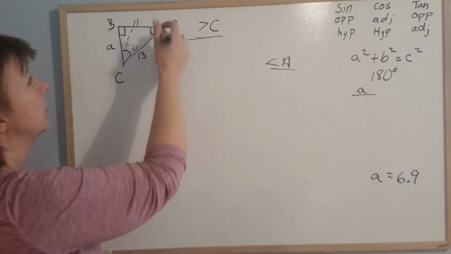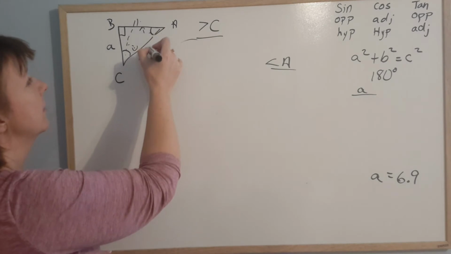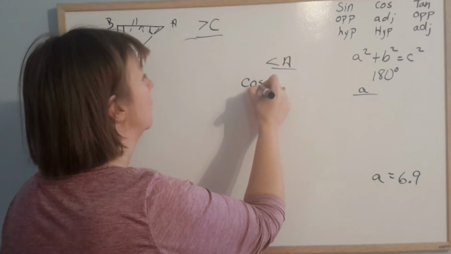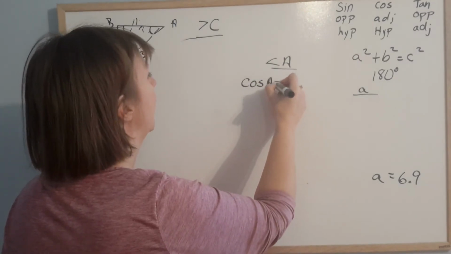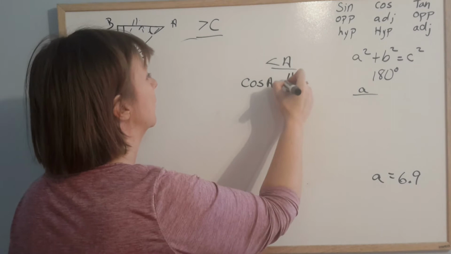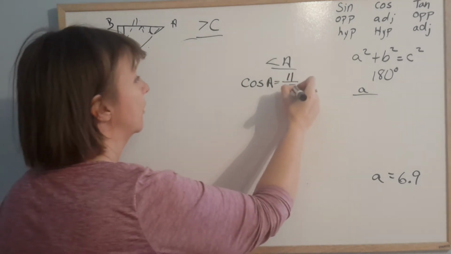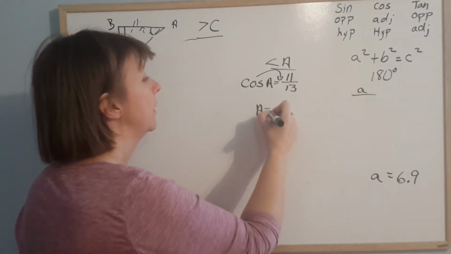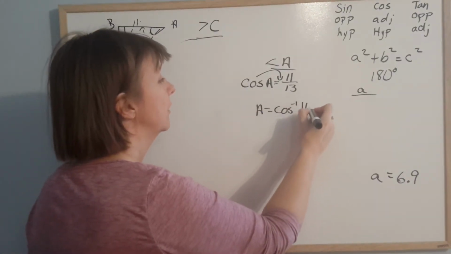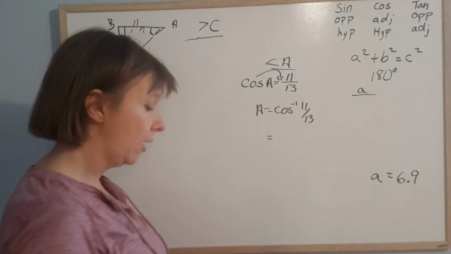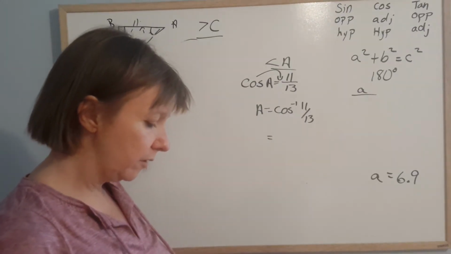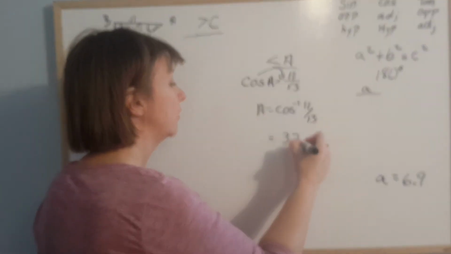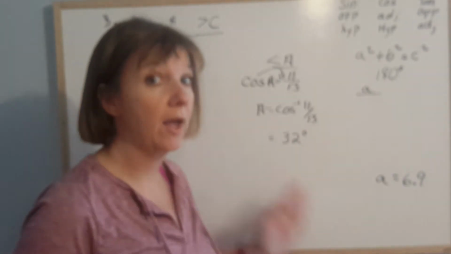For angle A, I know the adjacent side and I know the hypotenuse. Adjacent and hypotenuse would be cos. So cos of A is the adjacent side, which is 11, over the hypotenuse, which is 13. Again, I'm going to move the cos over here, and it becomes that arc cos thing. So I go to my calculator and hit shift cos of 11 over 13, and it tells me 32 degrees, which, remember, is what I had before.